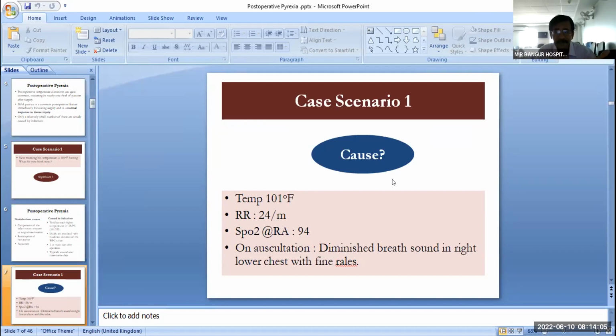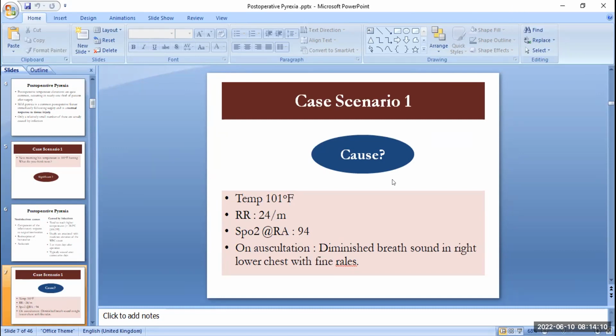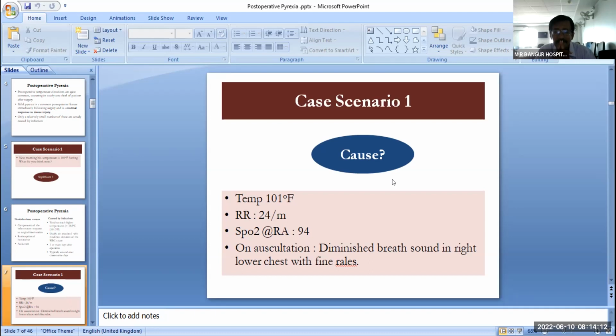Sir, SIRS is not a diagnosis. Sorry, sir. This clinical SIRS is a condition, a manifestation of some underlying problem. Yes, sir. Yes, sir. So in the treatment, sir.